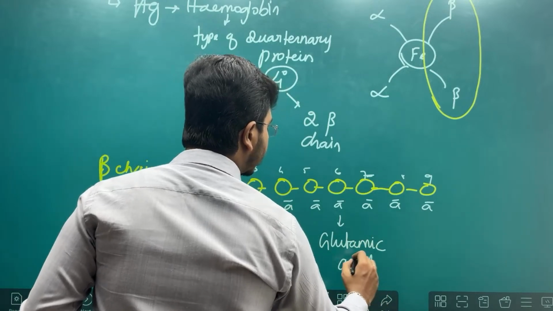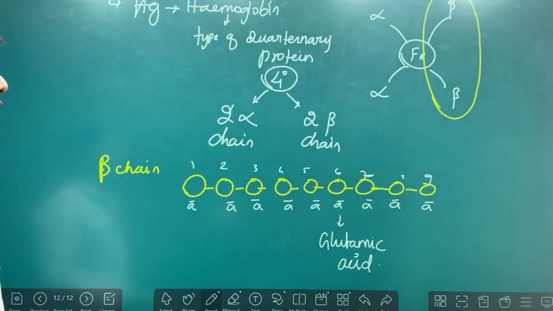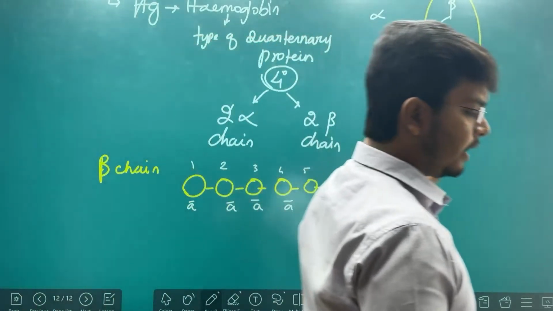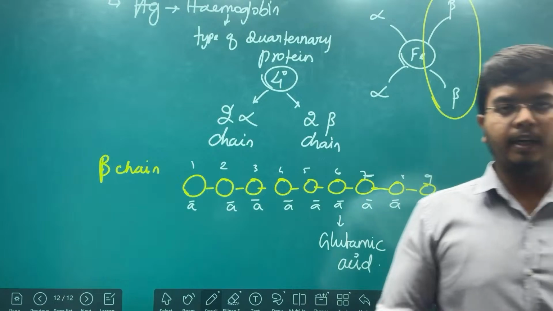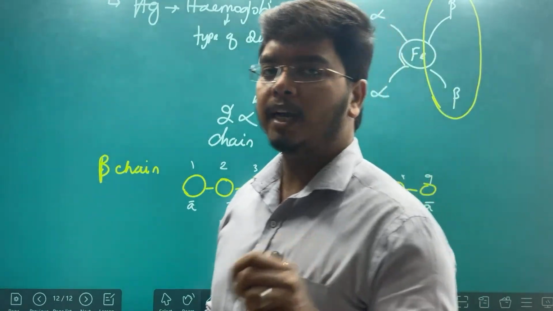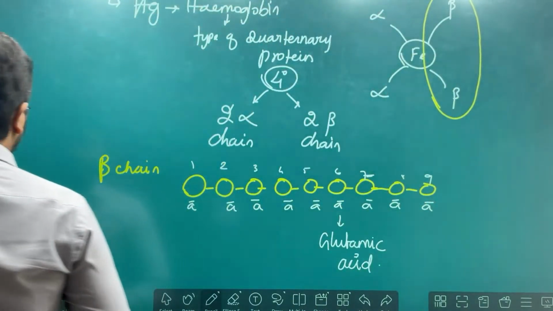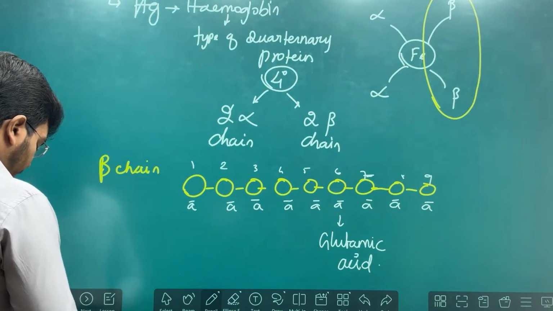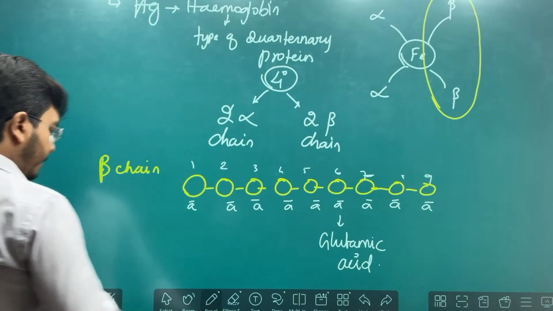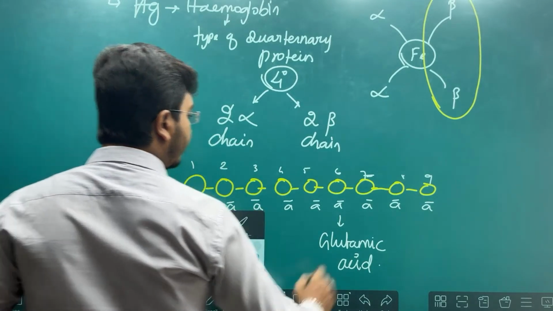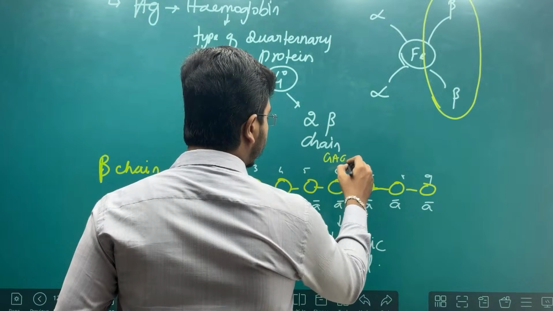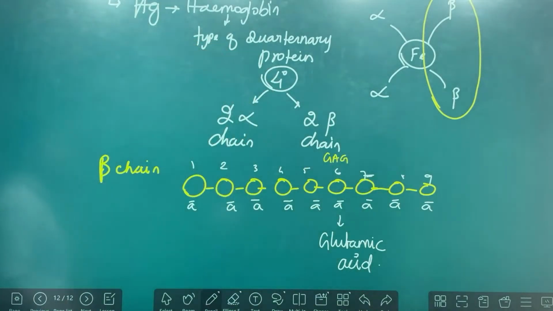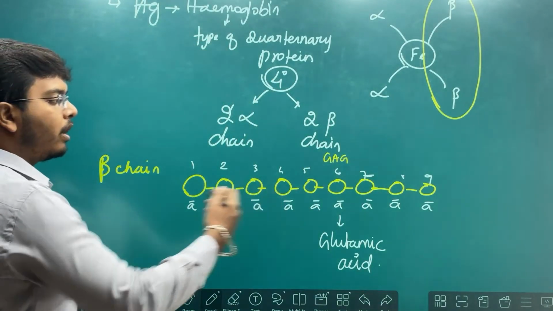What is the name of the 6th amino acid in a beta chain? The answer is glutamic acid. Okay? Now this glutamic acid has a codon. This codon is GAG. So what is the codon of glutamic acid? GAG.